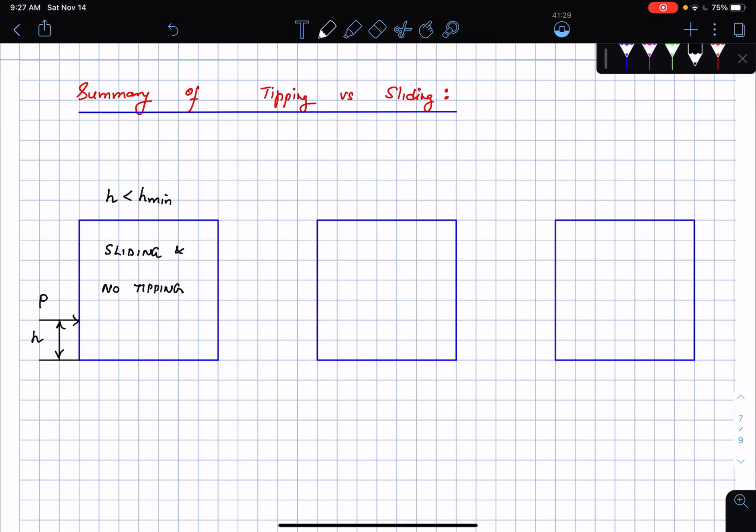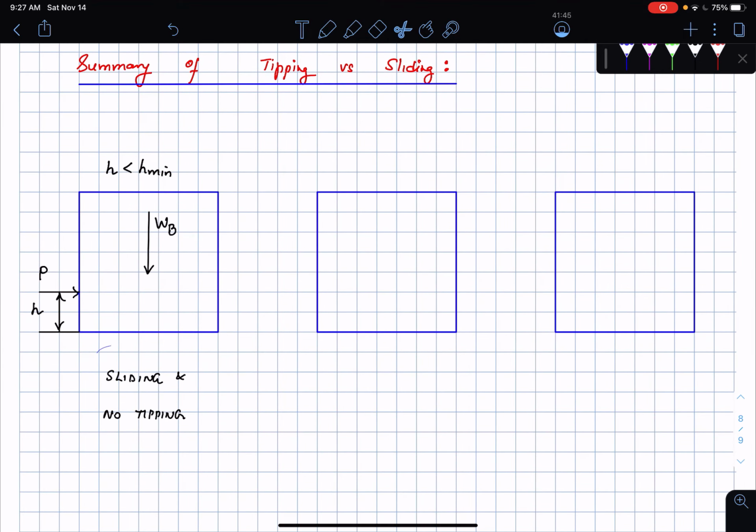What are the things that you'll see? Let me just bring it down here. This is sliding and no tipping. The things that you'll see is the weight of the body, which will be acting vertically down. Then the location of the normal force will not be known in this case. If you're on the verge of sliding, the location will not be known, so I'm going to be drawing it at some point here. And then this is the direction of the friction force. So this is N BG, F mu BG.